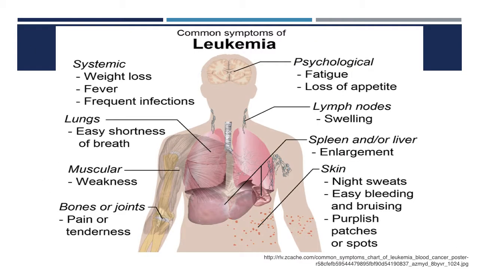So this is a good image of some of the common symptoms you'll see with leukemia. Unfortunately, they're very nonspecific. So just because you have weight loss and fever doesn't necessarily mean you have leukemia. But some of the side effects do make sense as to why our AML patients would be experiencing them. They'll usually have low red blood cell counts, so they can have fatigue or shortness of breath, as well as low platelet counts, which can cause easy bleeding and/or bruising.